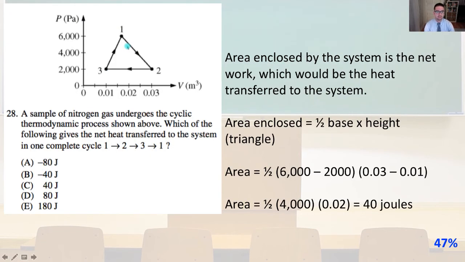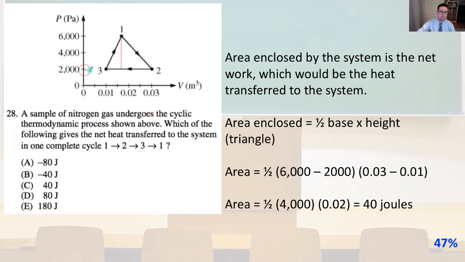28. A sample of nitrogen gas undergoes the cyclic thermodynamic process shown above. Which of the following gives the net heat transfer to the system in one complete cycle, where it goes from 1 to 2 to 3 back to 1? So the area enclosed by the system is the net work, which would be the heat transferred to the system. The area enclosed, we know the area of a triangle is going to be equal to 1/2 the base times the height. So therefore, let's look at the height here.